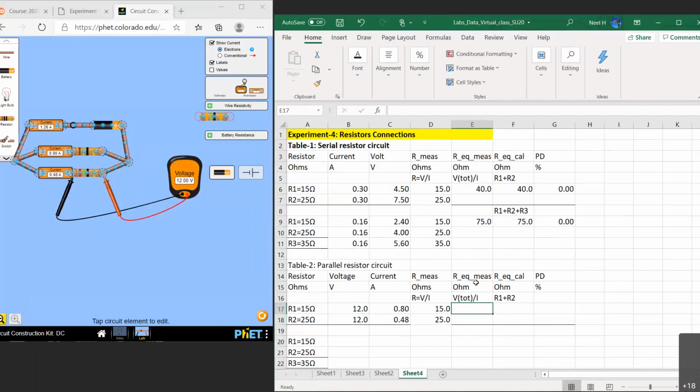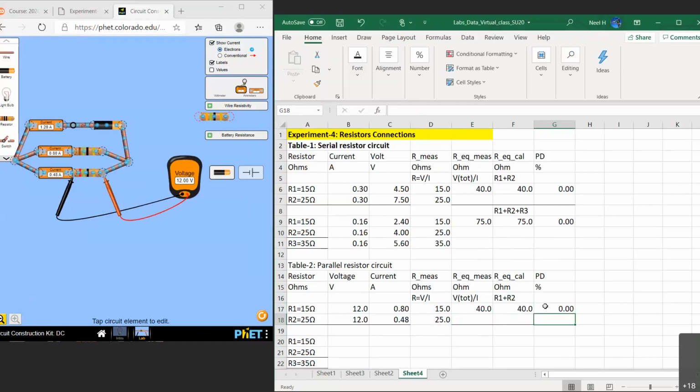Our equivalent total is the addition of these two, right? You can add those two together, sum of these two. Cell number 1 plus cell number 2 will give you 40. R equivalent total means adding these two given numbers, right? 15 and 25, which is also 40. And the percentage difference is 0. That column has no meaning any longer.